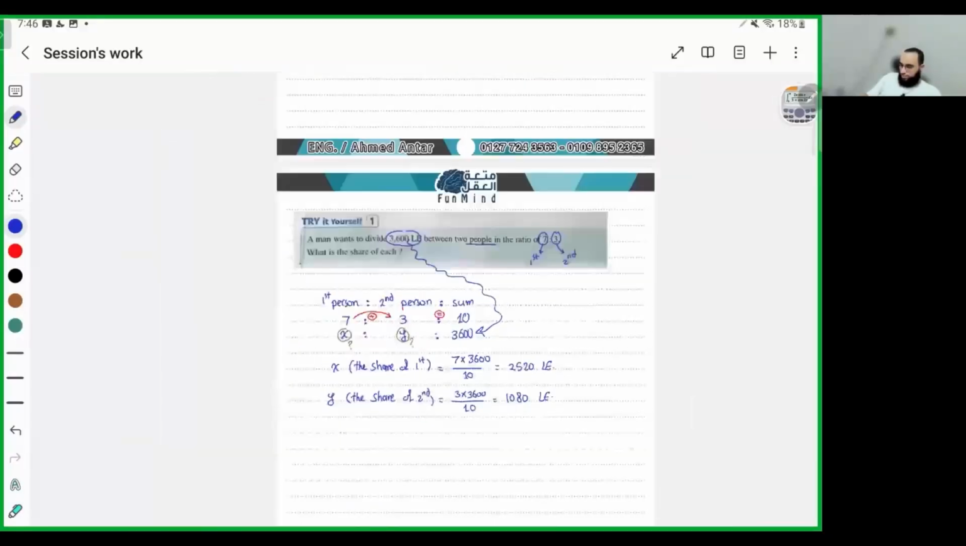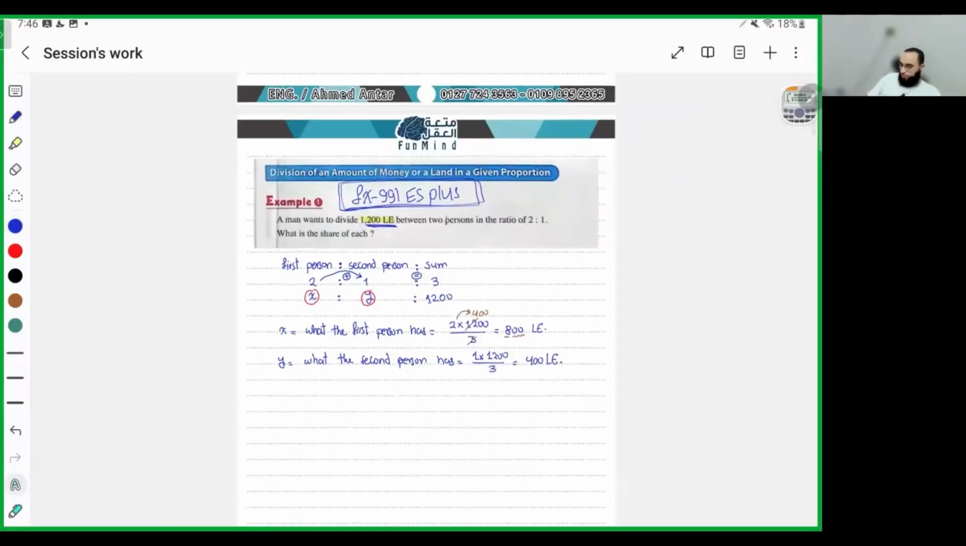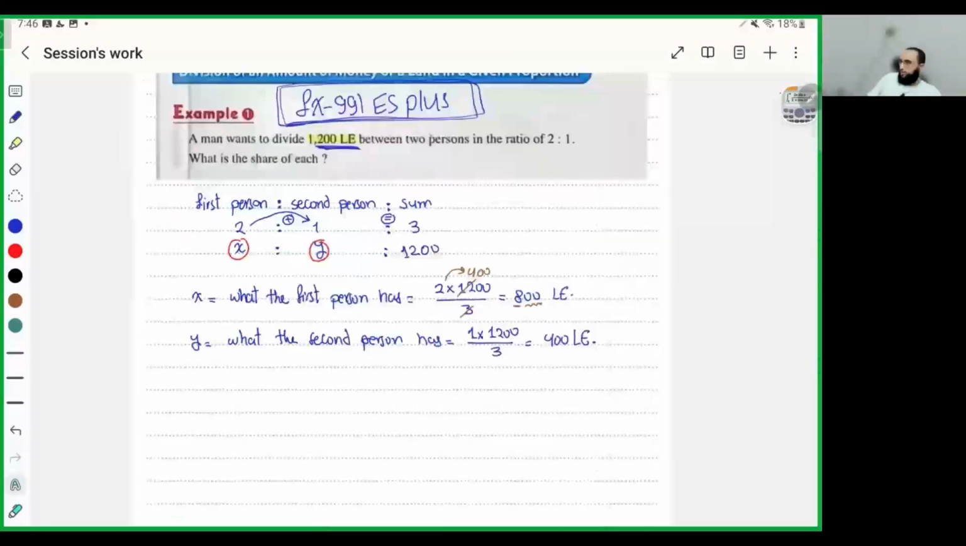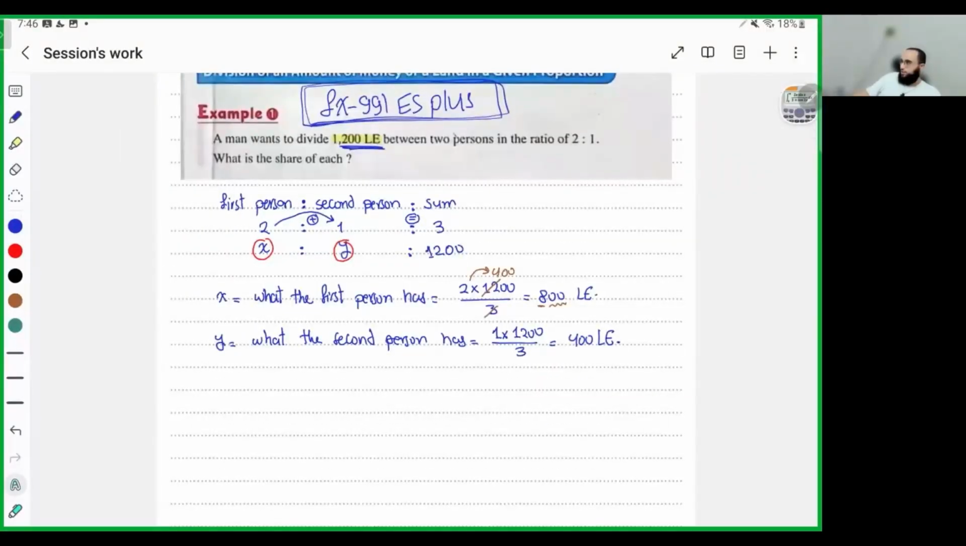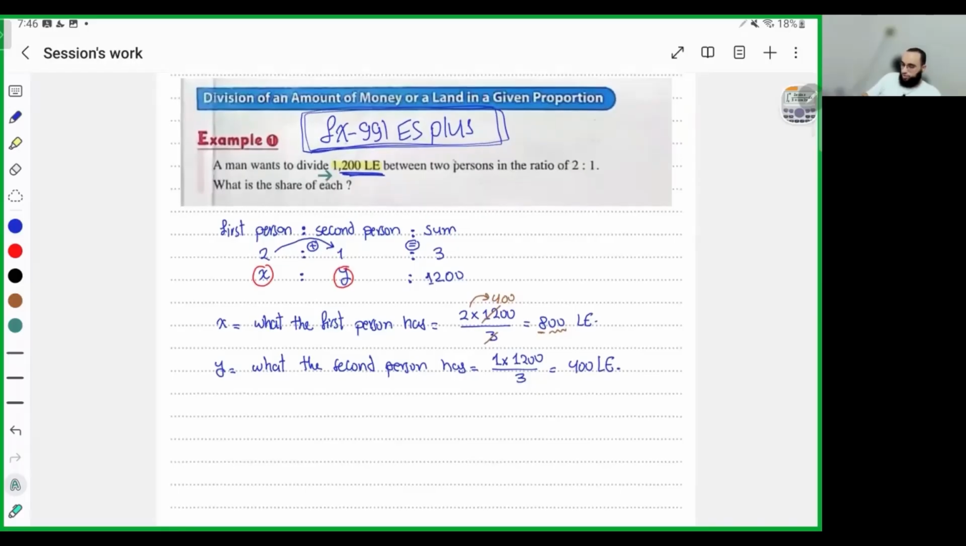Firstly, let's revise the two questions that we solved before. In the first question, we want to divide this number, which is 1200, among the first and the second person. So I did the first section, the second section, and the sum, which is the amount of money that we were distributing, which is 1200. I wrote the ratio 2 to 1. I added the two ratios because this is a sum question.